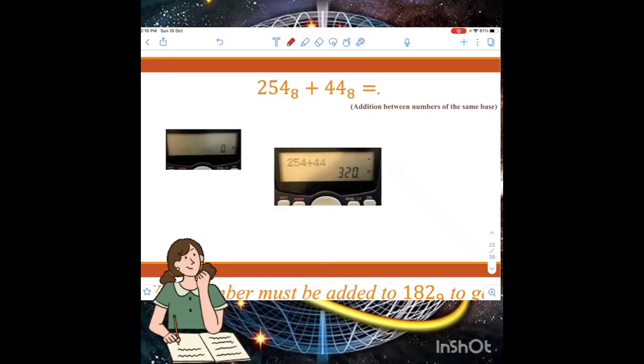The next question is a pretty easy question because it is very straightforward. Numbers of the same base, and the base involved is base 8. Bear in mind that your calculator can perform base 2, base 8, and base 10 calculations. Since this question is asking about the addition of two numbers of the same base, and the base involved is base 8, this is very good news for us.